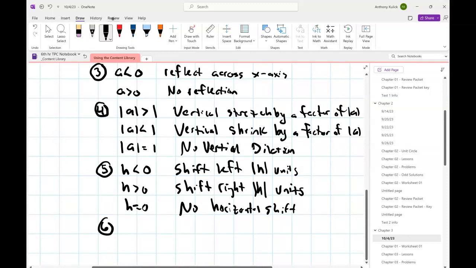So the H, when it's negative, it's going to shift your function left that many units. When it's positive, it's going to shift it right that many units. And when it's 0, it's not going to shift it anywhere. And then K is the same rules, except instead of left and right, it's up and down.